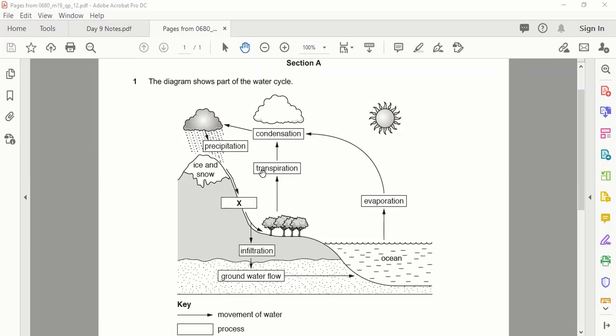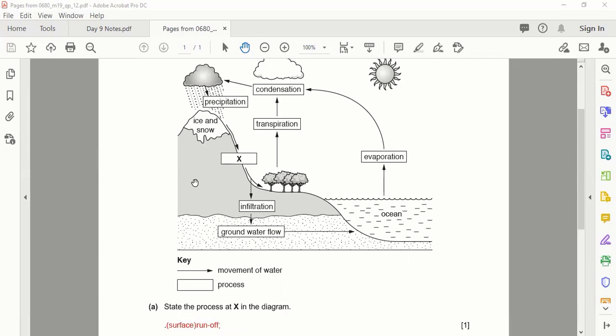Okay, Lean. First of all, what is this? Can you tell me what is this? The water cycle. And I hope you are aware of the processes which come in the water cycle, like condensation, transpiration, inshallah. So we'll see that one.